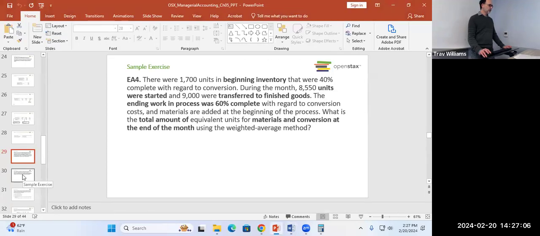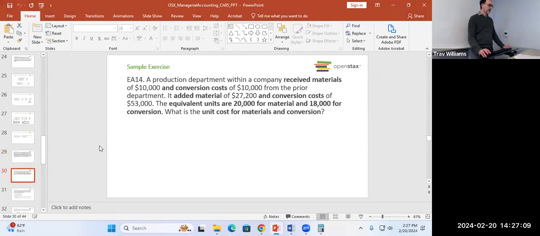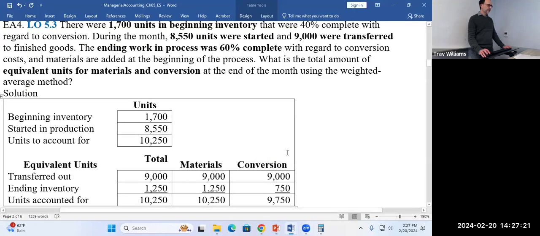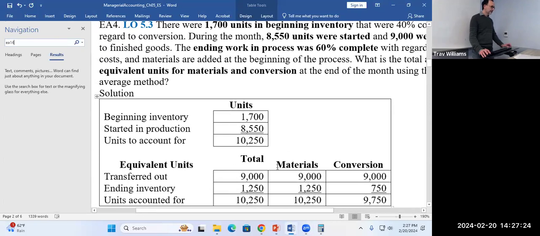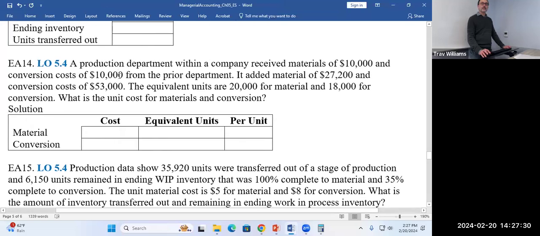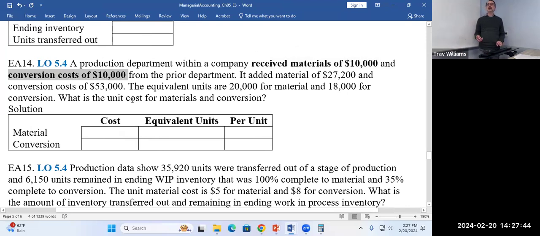What is next here? Oh, wow, we are making really good progress. Well, there's another exercise. We still have some time, so let's go ahead and go to exercise 14. Okay. Production department within a company received materials of $10,000 and they received conversion costs of $10,000. So these are getting transferred in from a prior department. Okay.